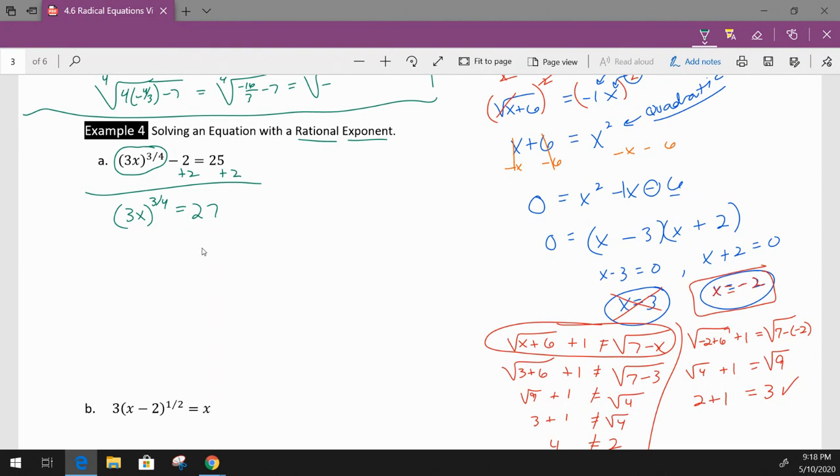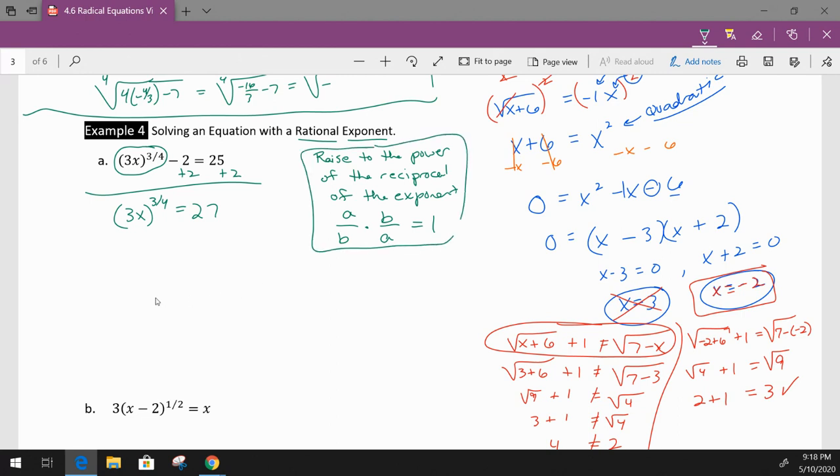Now, in this case, we want to raise both sides of the equation to the power of the reciprocal of the exponent. So one thing that you should know is with fractions, if you multiply a fraction by its reciprocal, it equals 1.